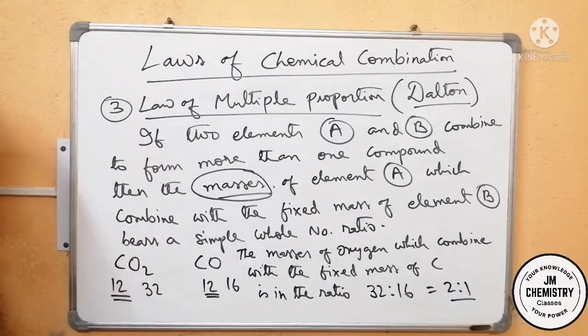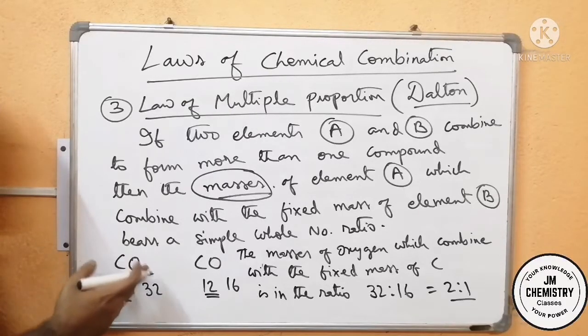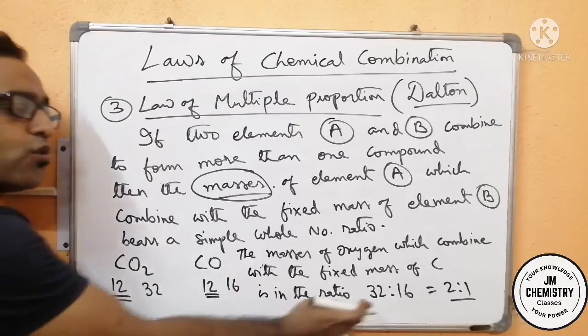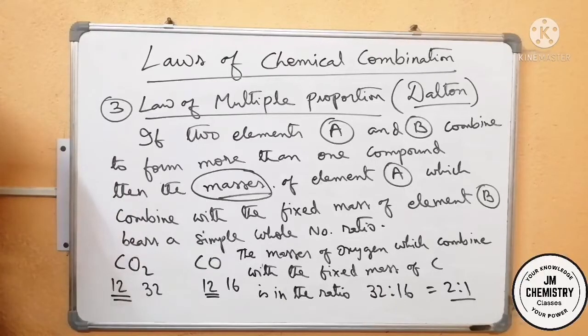So we have plenty of examples where we can check this law of multiple proportion. Here you can see that the masses of oxygen which combine with the fixed mass of carbon bear a whole number ratio, 2:1.